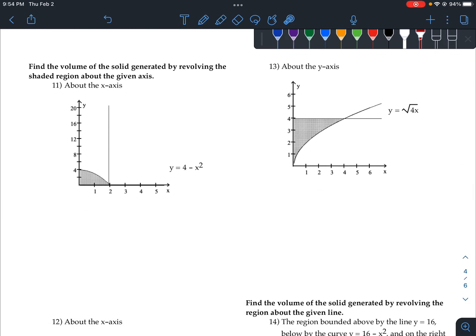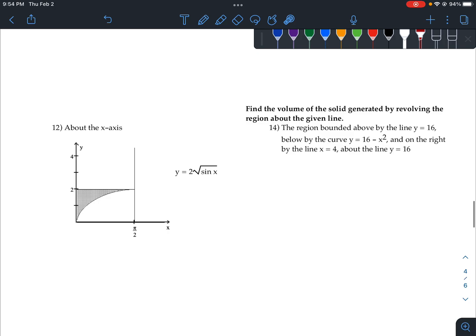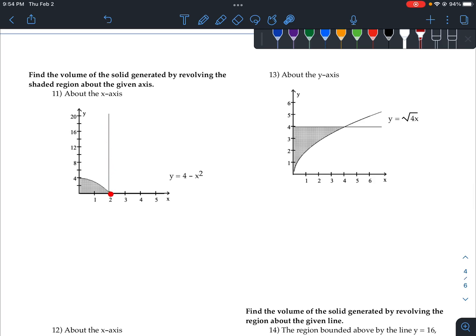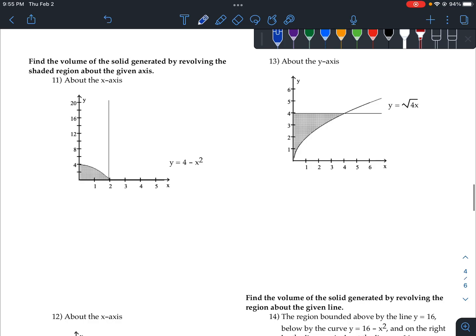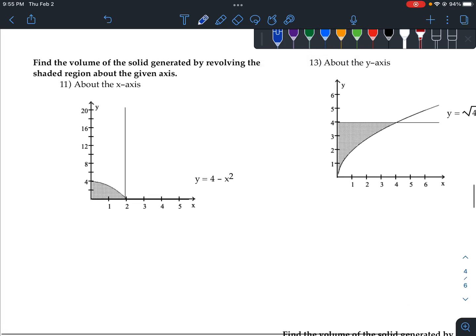Okay, let's keep going. We got 2 pages left, so let's go ahead and get this done. So we have the volume of the solid generated by revolving the shaded region about the given axis. Now I'll be honest, I have no idea why this line is here. Same for this one right here. No idea why those lines are there. They have nothing to do with the problem. So if that's on the test, I'll hopefully leave a note about that, but it means nothing. So, find the volume of the solid revolving about the given axis.